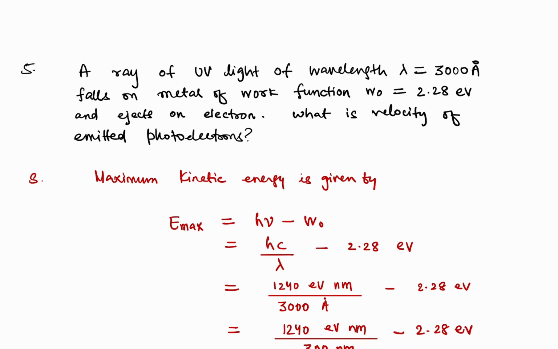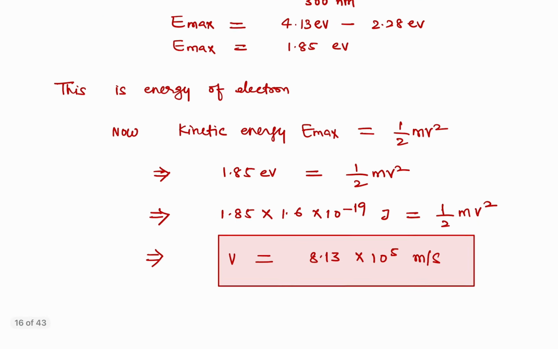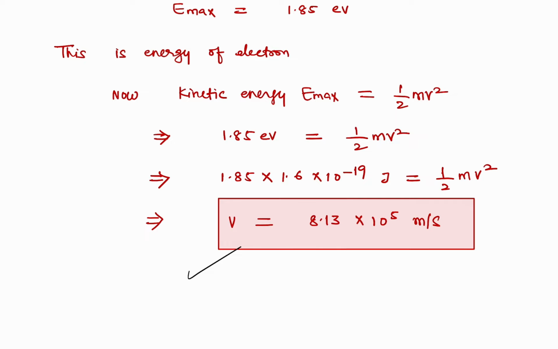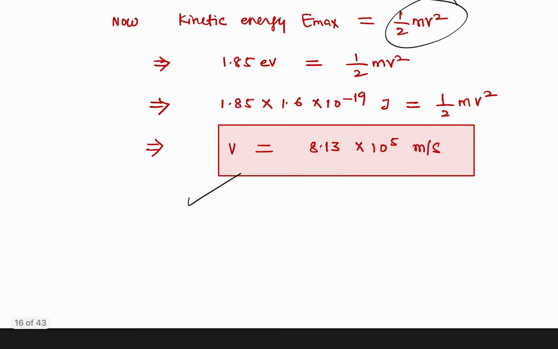Now we have the next question. A ray of UV light of wavelength lambda equal to 3000 angstrom falls on a metal of work function 2.28 electron volt, and it is ejecting an electron. So what is the velocity of the emitted photoelectron? For velocity, in such a condition you may find the kinetic energy, and the kinetic energy could be used to find the velocity. So use this and do it on your own.